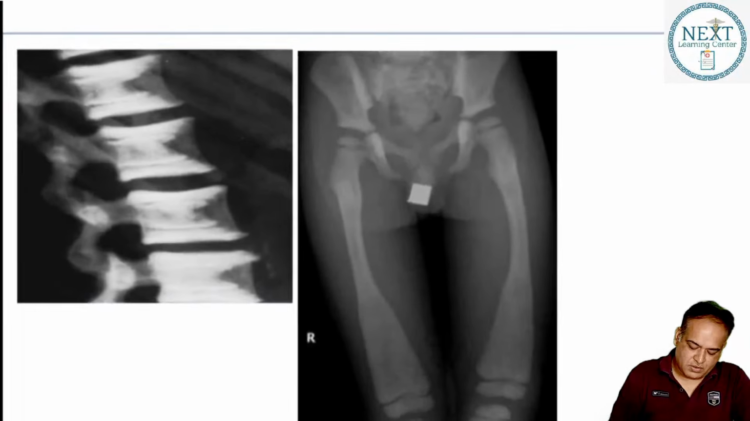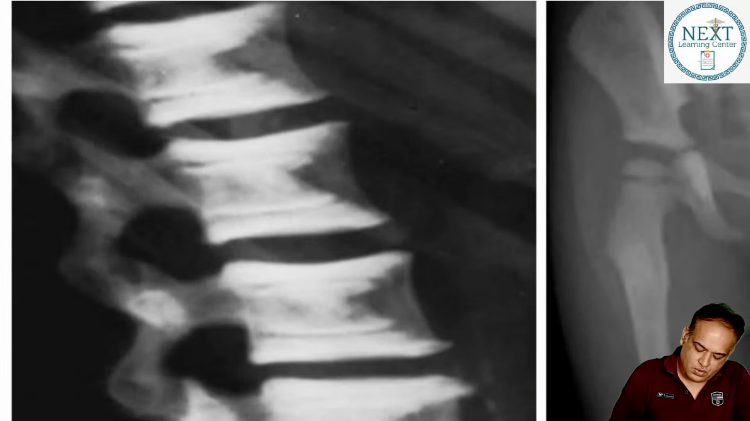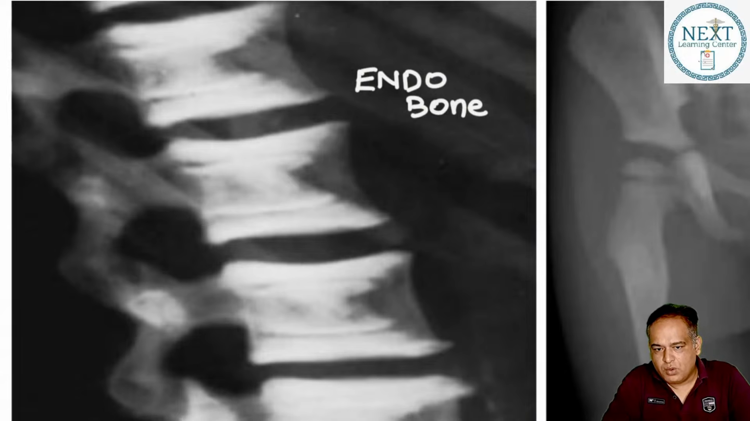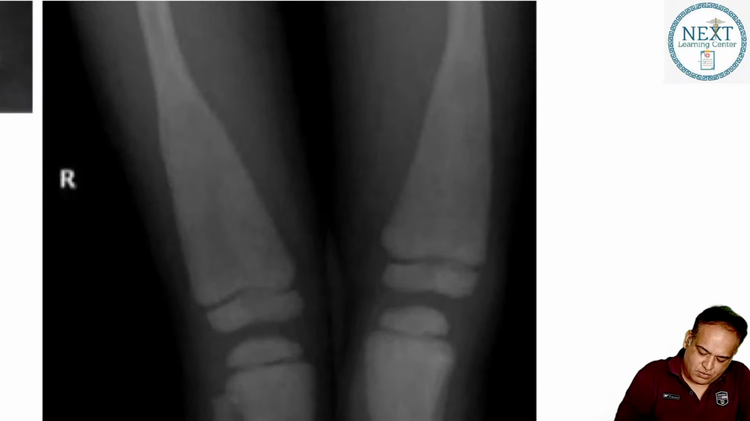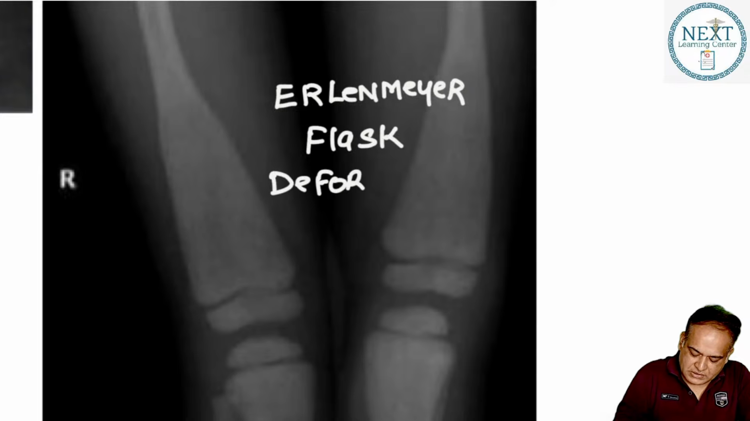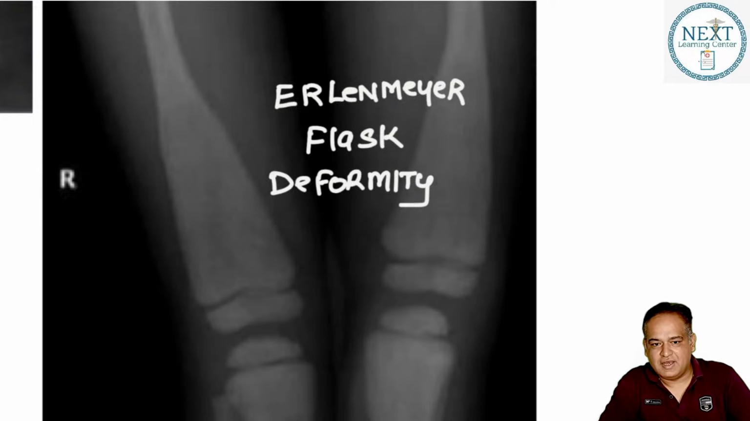Then what do you get to see over here? So that is called as endo bone appearance, bone within bone appearance. Of course it is seen in osteopetrosis, right? And what do we get to see over here? We get to see something which is called as Erlenmeyer flask deformity. These are typically seen in osteopetrosis. These are all so important images कि इसके बारे में आप भूलने का सोच ही नहीं सकते बिल्कुल भी.